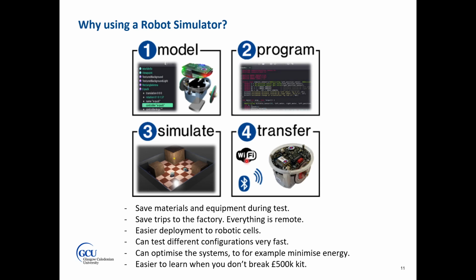And going through this list, some of the main reasons are that while you are testing the robot, you are saving a lot of materials and equipment. You don't need to go to the factory with your car or train and everything. All the work is remote, either from home or from the office. It's very easy to deploy to robotic cells. Perhaps you remember from last week's lecture that we were speaking about a robotic cell, which is a kind of container that has a robot, tools, and equipment in an encapsulated environment that you can replicate many times, and you can connect between them.